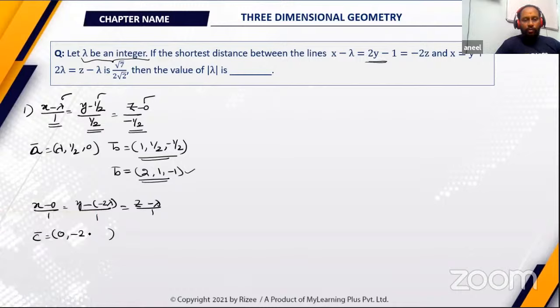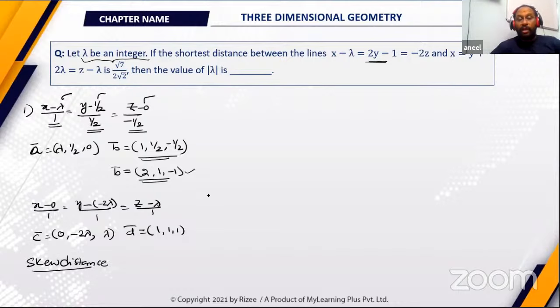0, minus 2 lambda and lambda. Then d bar is the direction ratios of this line. This line's direction ratios are quite comfortable. It is already integers 1, 1 and 1. Now the shortest distance, or rather skew distance, between the lines.